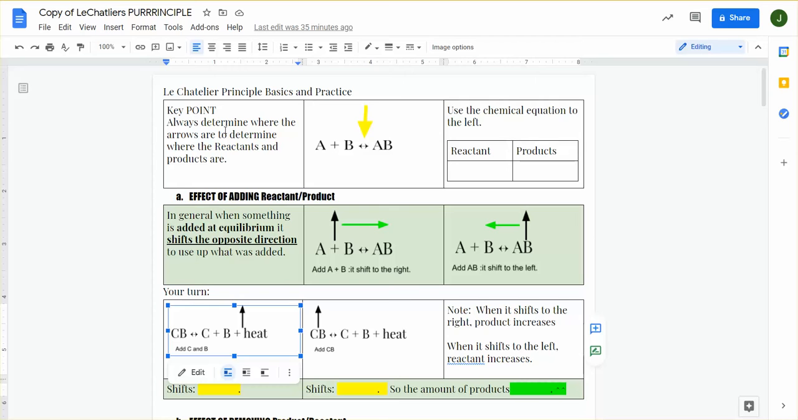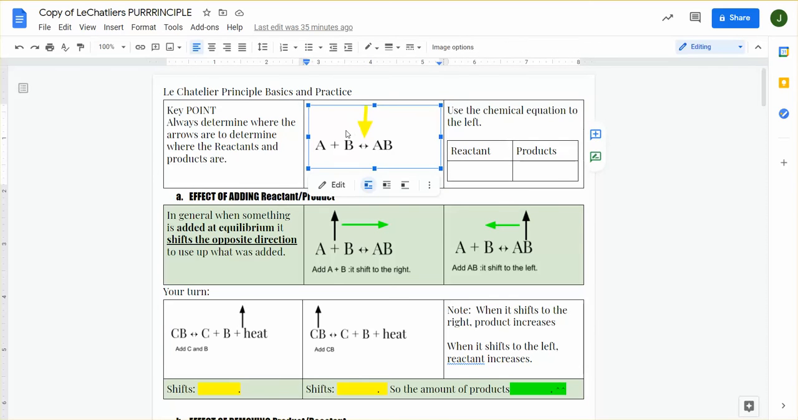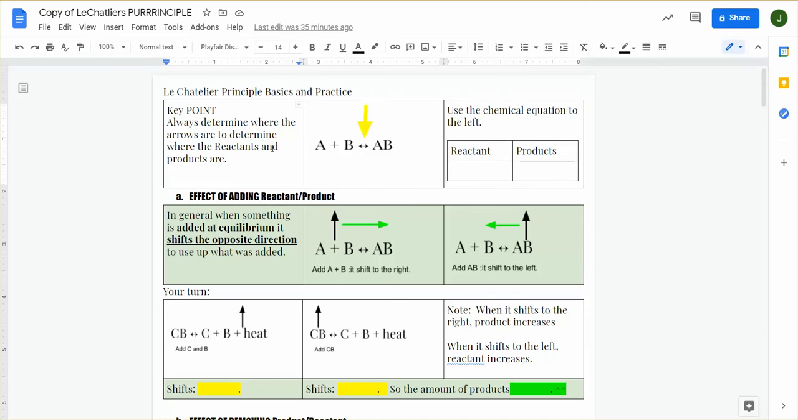Mr. Chung here, trying to explain the Le Chatelier's principle assignment that you guys will be working on today. Let's begin. So this first part right here, just as a heads up, is to let you know that you need to know exactly where the reactants and the products are located when you look at a chemical reaction.